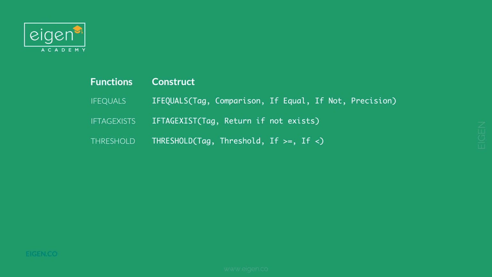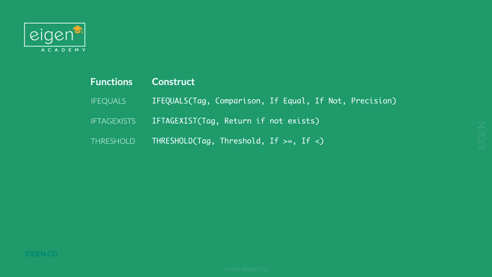So the constructs for the logical functions are as follows. The if equals function takes a tag, a comparison value, which can also be another tag, what to return if it's equal to the comparison, and what to return if it's not equal to. Now both of these can also be other tags. And then finally we have the precision. This allows us to have a level of tuning, so we can allow a bit of margin around the comparison, or we can set it to 0 if it needs to be an exact match.